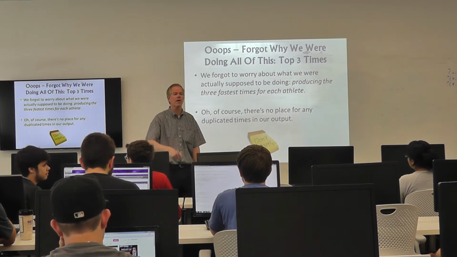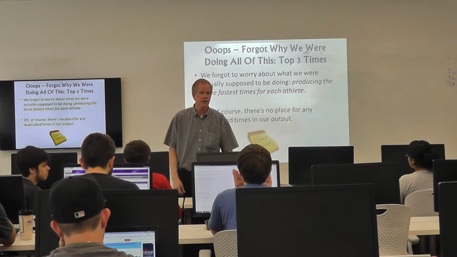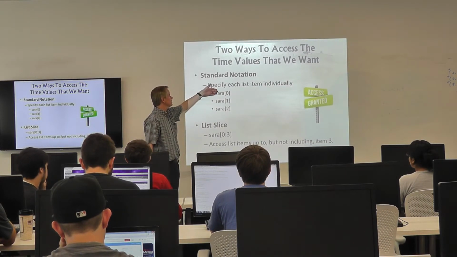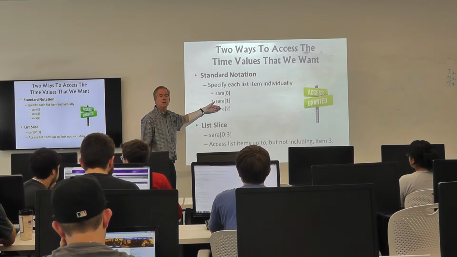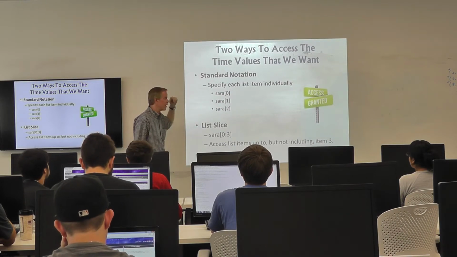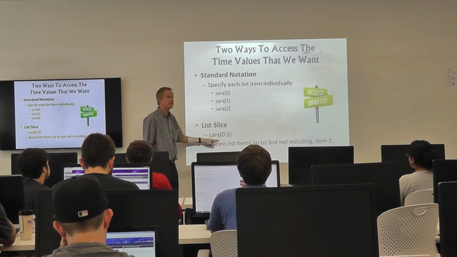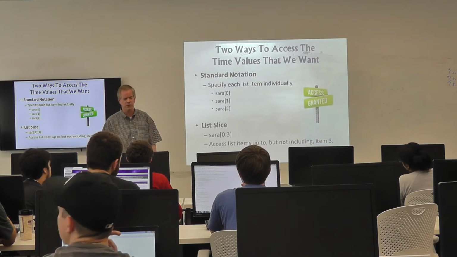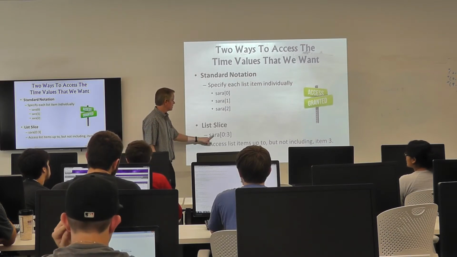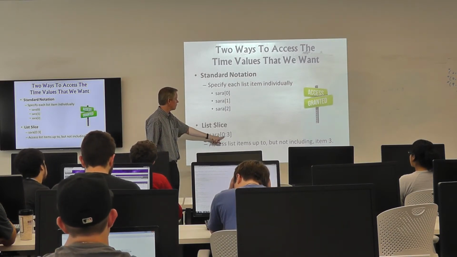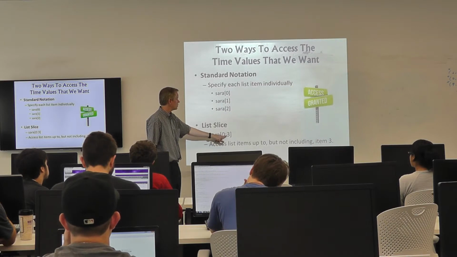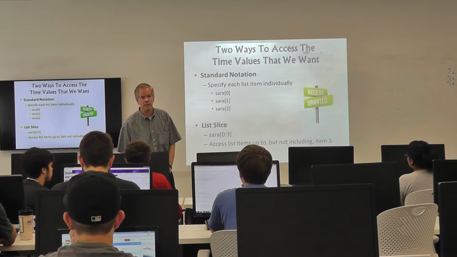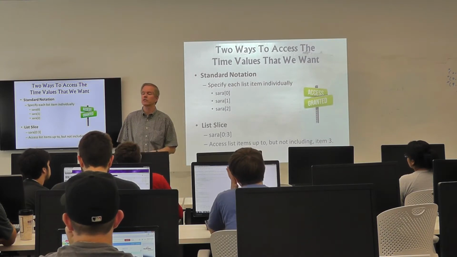You know, just chopping off the top 3 values would not be all that hard. Except it's that duplicate stuff that's going to kill us, right? We could just print out Sarah 0, Sarah 1, and Sarah 2, which would be her 3 top values. Or we could use a list slice: Sarah 0 to 3, which gives us the first 3 items, 0, 1, and 2, up to but not including 3. Either technique would work perfectly and return the first 3 values in the list.